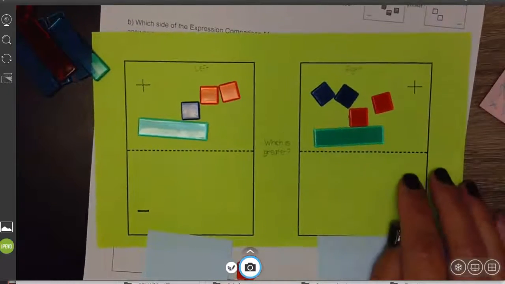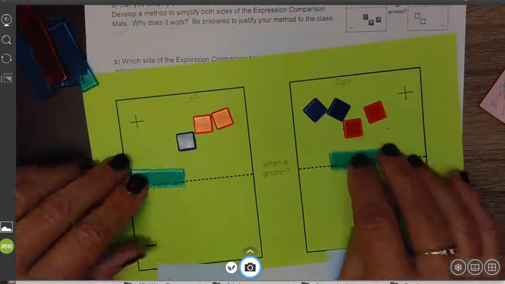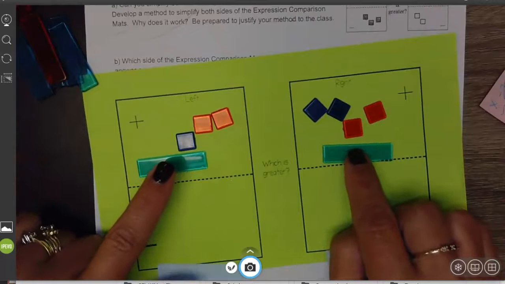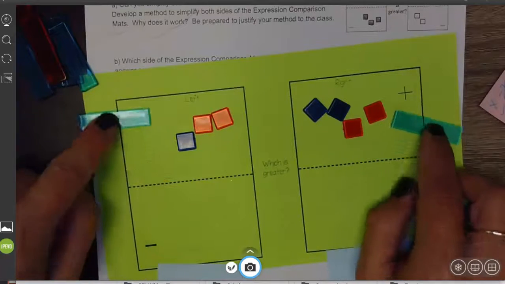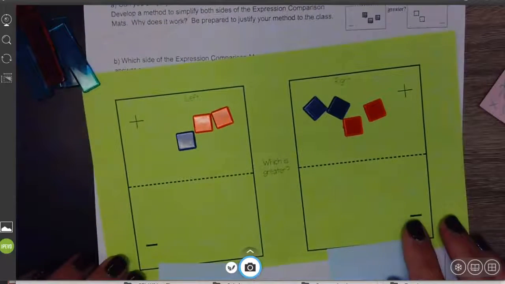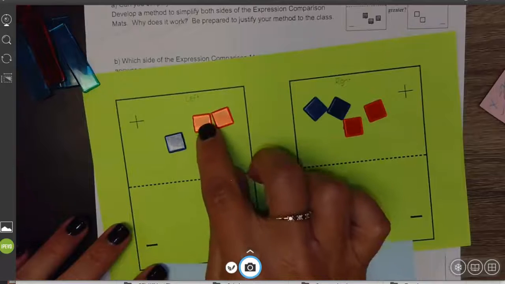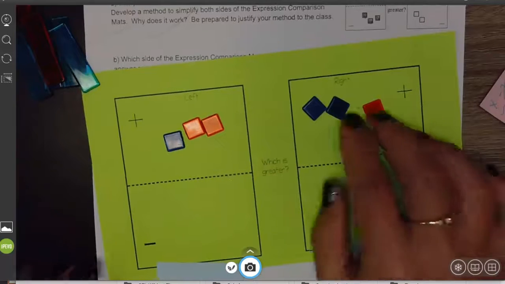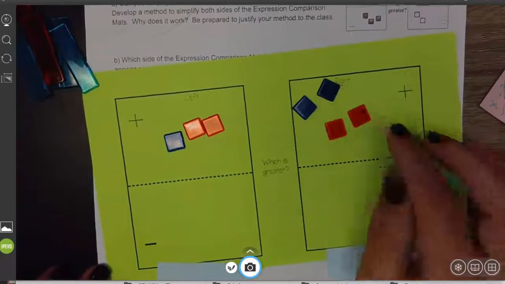So how do we get there? Well, what they have left are just these tiles. So what did they do? Well, this is an x1 and this is an x1, so they have an equal value. So they took off the equal values. So then you could look at this and say, I have a positive 1, a negative 1, and a negative 1. So that would be your value for this side. Here I have a positive 1, a positive 1, a negative 1, and a negative 1.